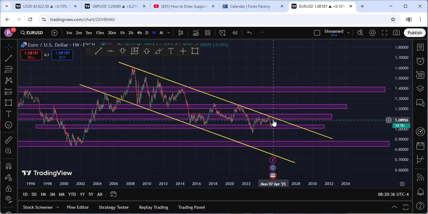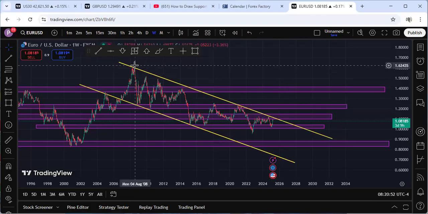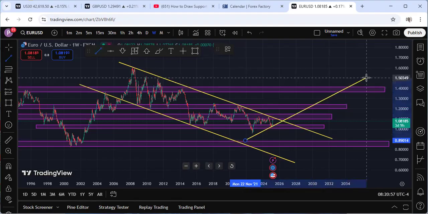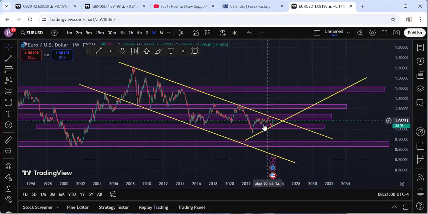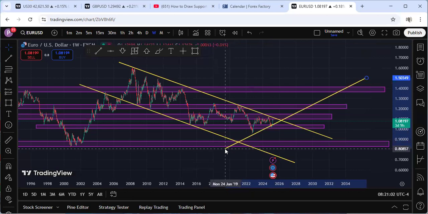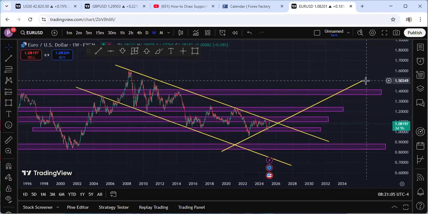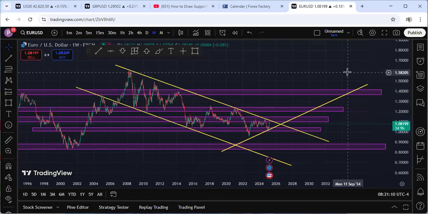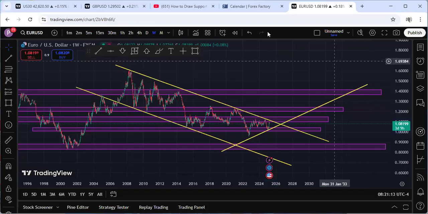Now, the only time we are going to buy this market is when it breaks out of this level. Let it break out. If it breaks out and retests, we have our trend line here to guide us on this breakout. So what do we do? Let's go to the daily time frame to look for trade opportunities.